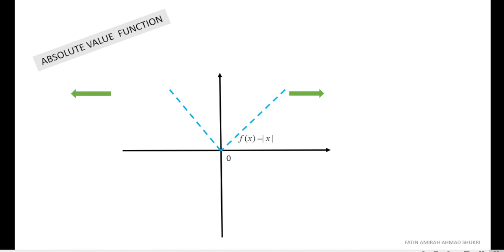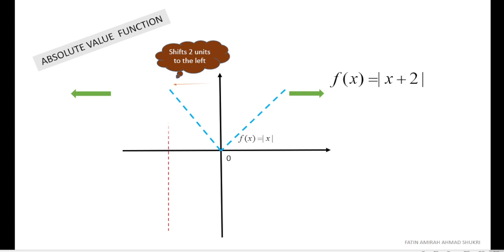So let us look at the given example: f of x equal to absolute value of x plus 2. Plus 2 means that you have to shift 2 units to the left. Alright? 2 units to the left. If it is plus 2, 2 units to the left. If it is minus 2, it will go in the opposite direction. And then what will the graph be? It will be symmetric about the line x equal to negative 2.